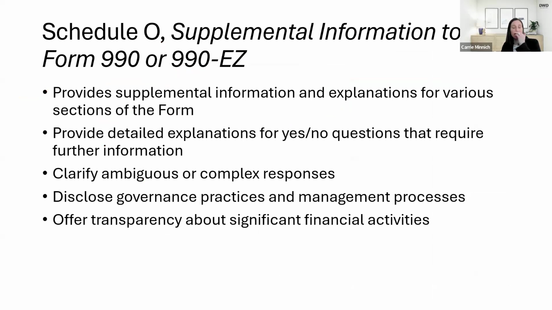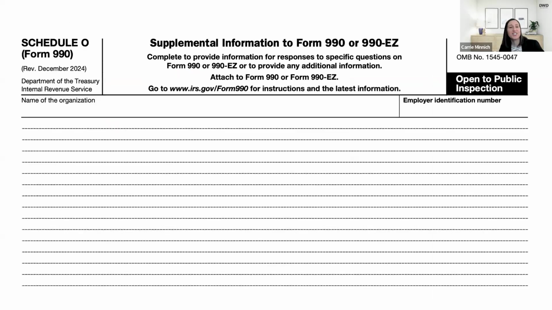The other schedule I wanted to talk about briefly is Schedule O. This is supplemental information to the form. Basically, it is a blank sheet. The reason that this is so important is because sometimes there are questions on Form 990 that you have to answer yes or no to, but you want to provide some additional information. So this is where you can do it. So for example, when you're bragging about what your organization did and your program service accomplishments and it doesn't fit, you can use this as an overflow.